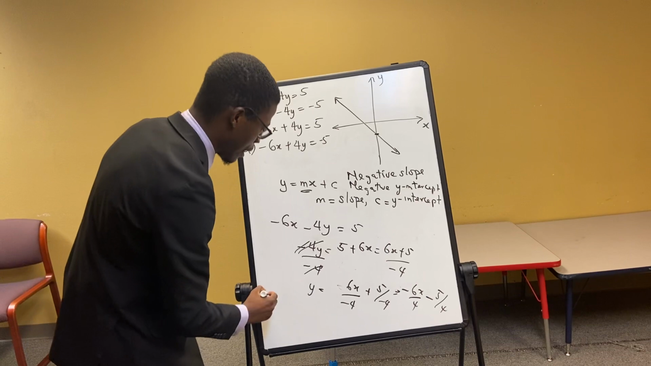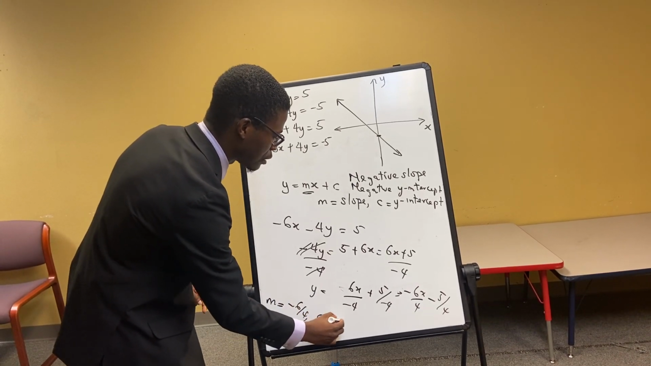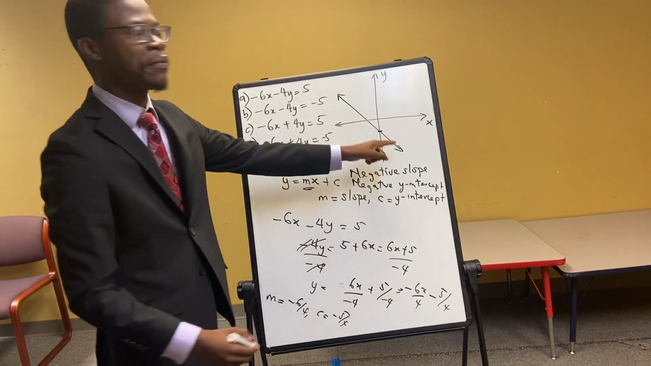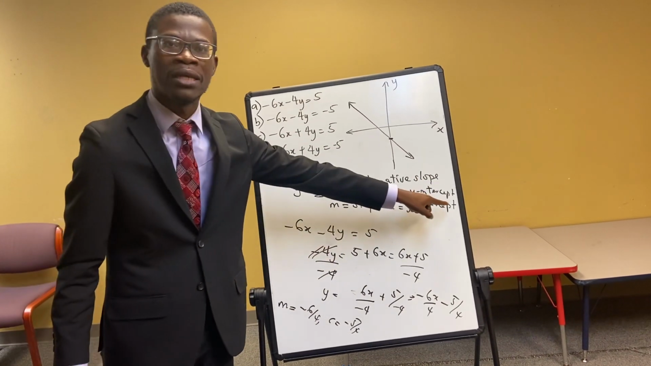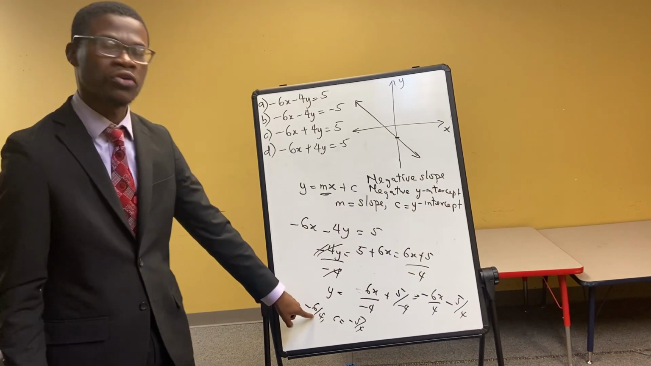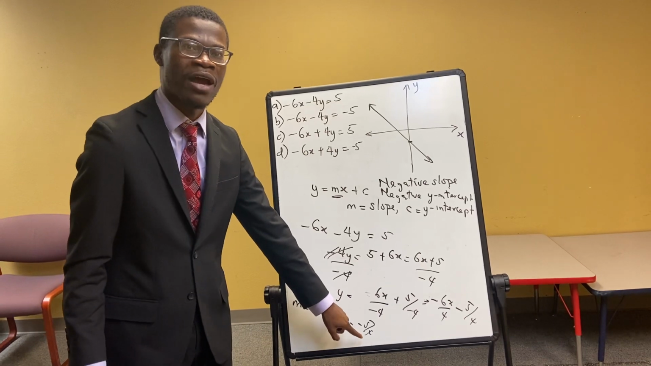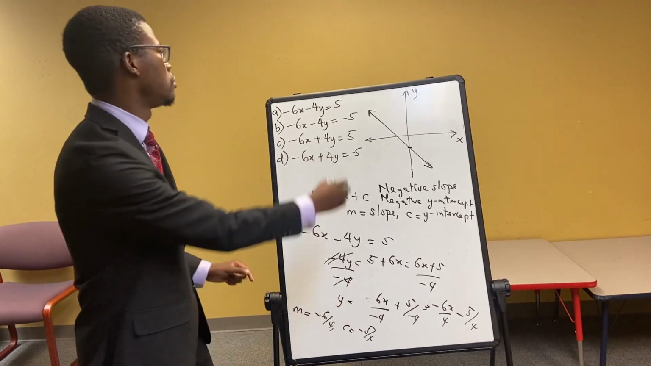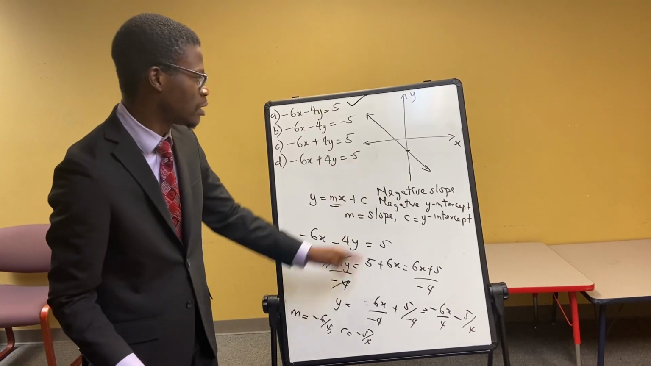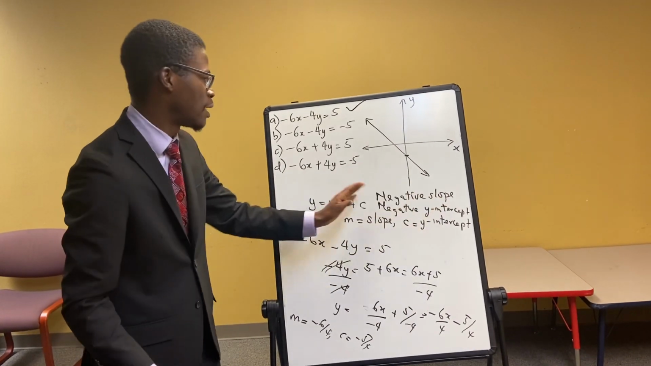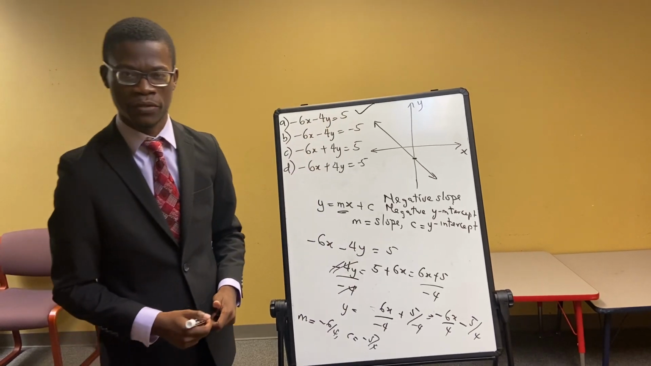So here m is negative 6 over 4 and c is negative 5 over 4. What did we say about this line again? It has a negative slope and a negative y-intercept. This is a negative slope, negative 6 over 4. This is a negative y-intercept, negative 5 over 4. So this is the answer to the question. We don't need to solve any other one because we've already identified a negative slope and a negative y-intercept from this first one. And that's the answer to the question.